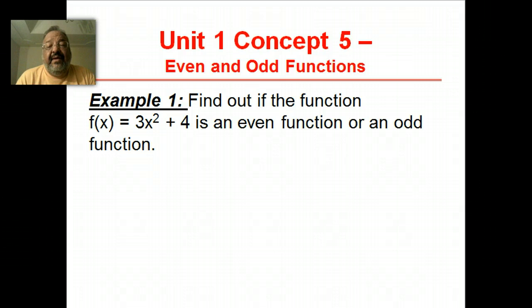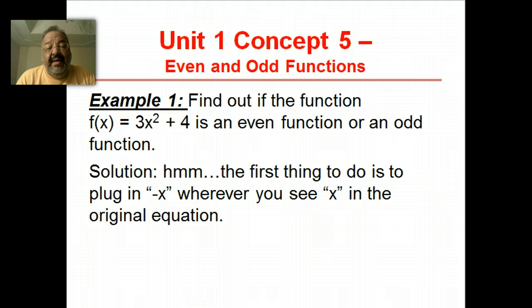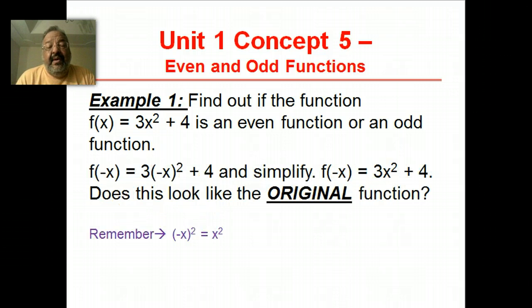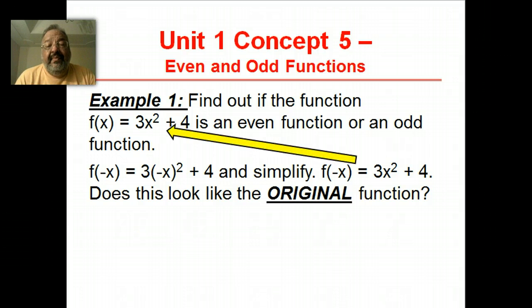Alright, example 1. Find out if the function f of x equals 3x squared plus 4 is an even function or an odd function. Well, first thing you've got to do, and you're going to do this every time, is plug in negative x everywhere you see x in the original equation. So it's f of negative x equals 3 so far. When you simplify it, does it look like the original? Yes. In this case, these two functions look the same.